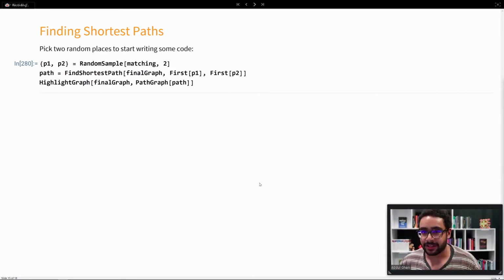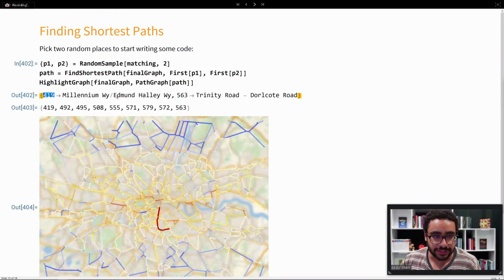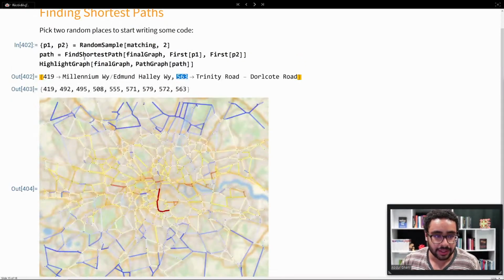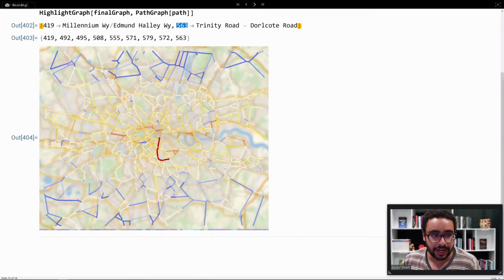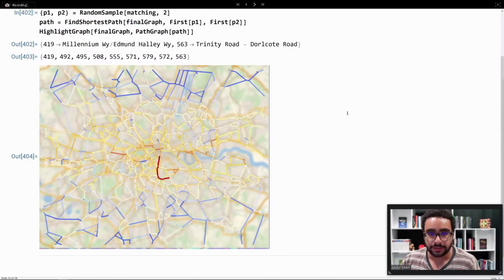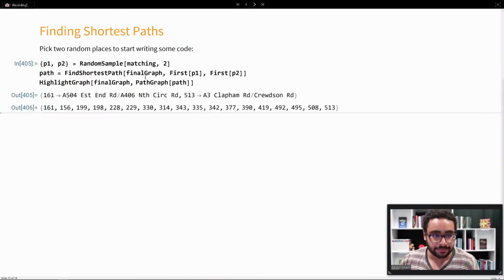finding shortest paths. Now we have the model, right? So first of all, just to start writing some code and see how things go, we'll just pick 2 random places. So sample from the matching 2 random places, then find in the graph that we just made the shortest path between those 2 places. But we'll take the first one because, again, in our matching, we're pointing to the names of the vertices, and there we go. And then we'll highlight in the graph the actual path.